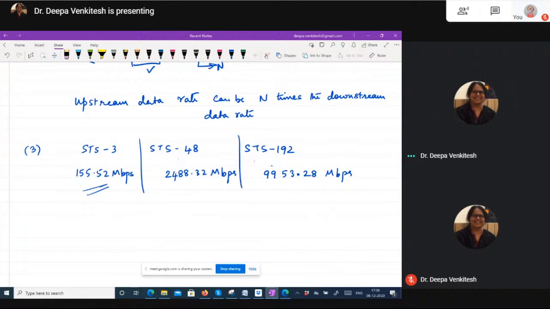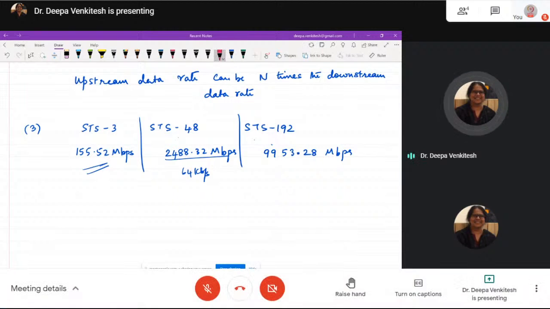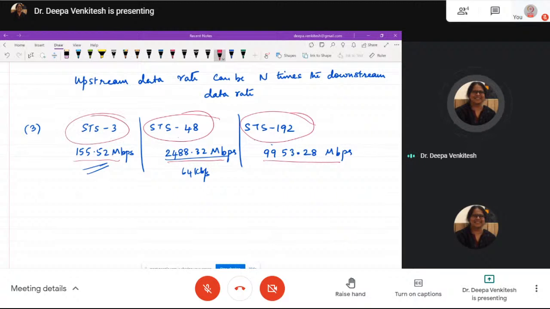standards. Question is, how many voice channels can be carried? Now, this is very, very easy. You have this much as the capacity. How many voice channels of 64 kbps can be carried? This is trivial to find out. You divide the capacity by 64 kbps to find out the number of voice channels. So, this is not really challenging you at all. The reason why I put this is for you to take home the point that these are the three most commonly used data rates, and the corresponding standards are 3, 48 and 192.